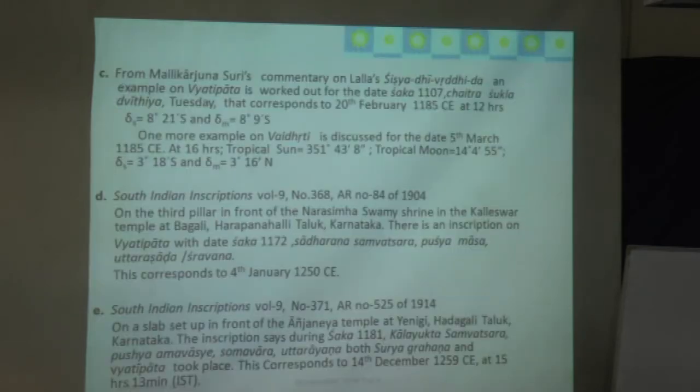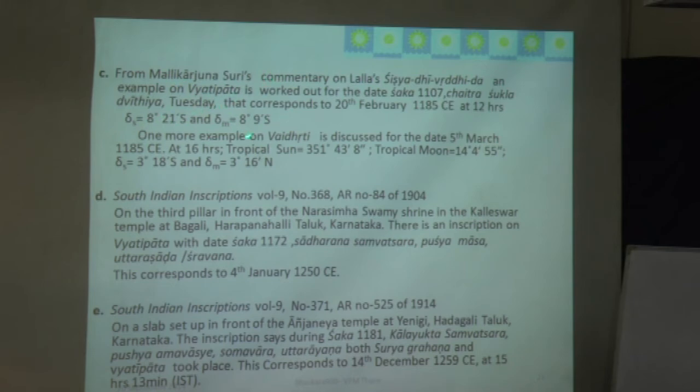From Mallikarjuna, the next references are from Mallikarjuna Suri's commentary on Lalla's Shishyadhivriddhida. An example on Vyatipata is worked out for the date Shaka 1107, Chaitra Shukla Vidya, Tuesday, which corresponds to 20th February 1185 CE at 12 hours. The delta S and delta M are almost equal, but still some more iteration is required to get the equal declinations of those two.